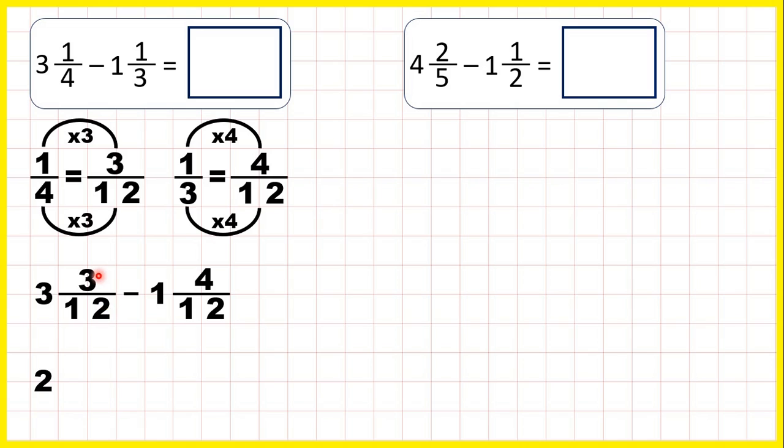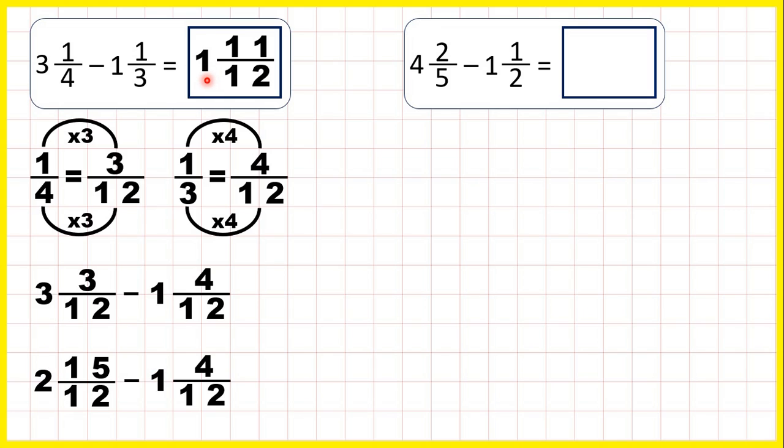So 12 plus 3 is 15, so we can write 2 15/12 instead of 3 3/12, and we're still subtracting 1 4/12. So now we can subtract the fractions. 15/12 minus 4/12 is 11/12, and we need to remember to subtract the whole numbers as well. 2 minus 1 is 1, so our answer is 1 11/12.